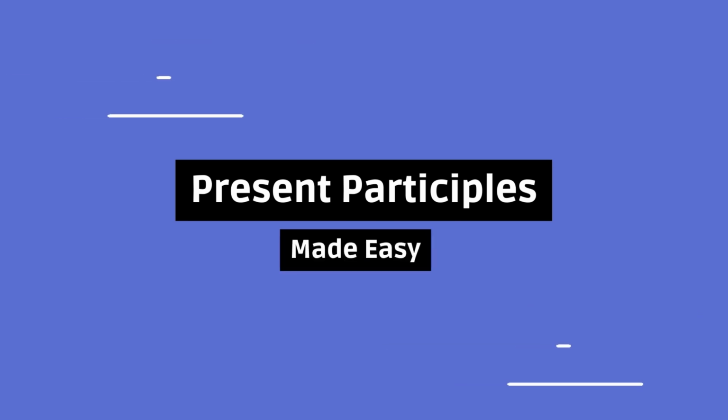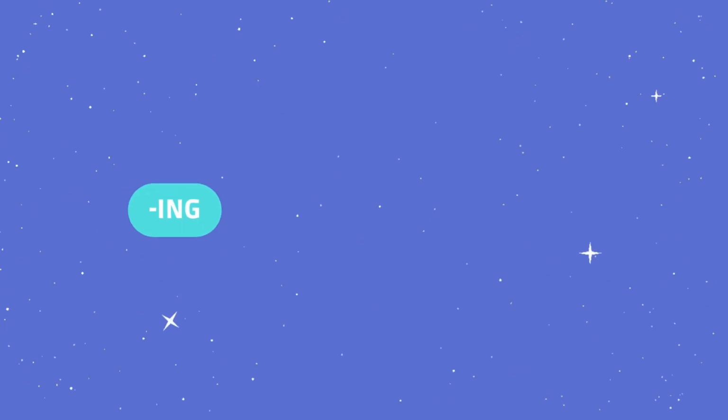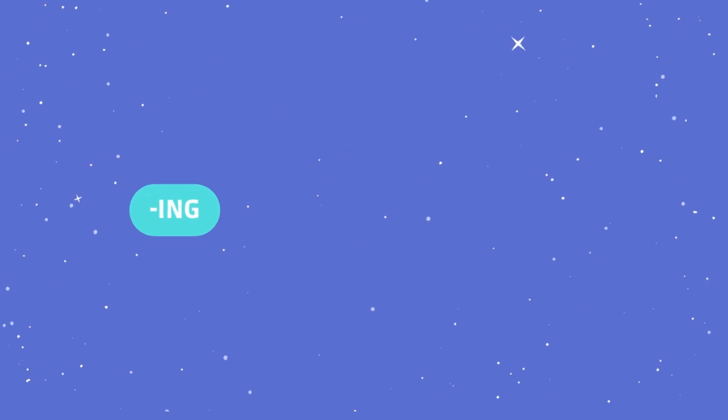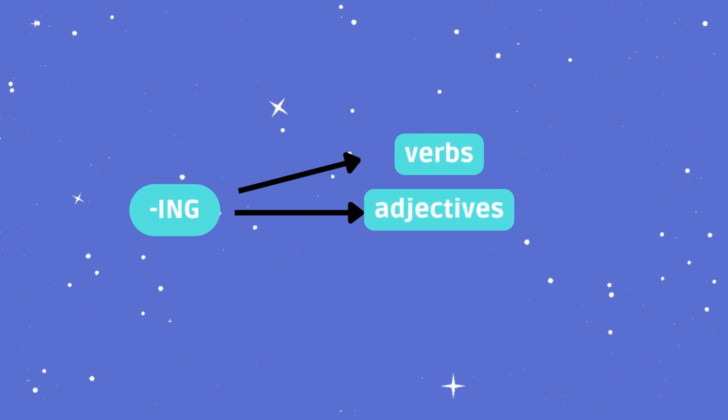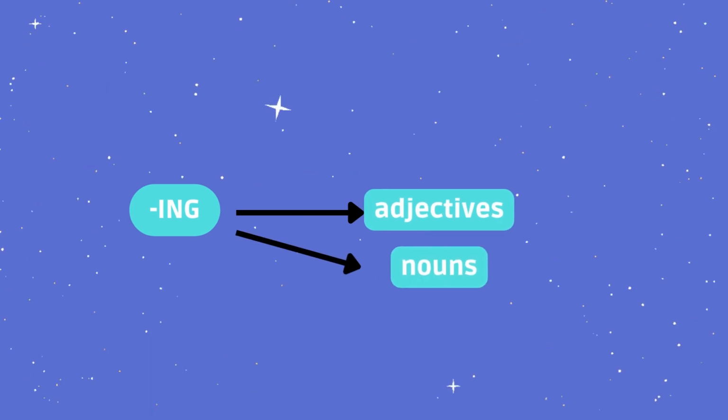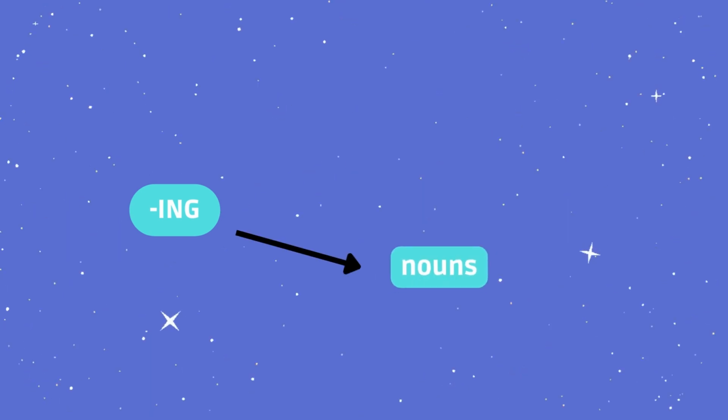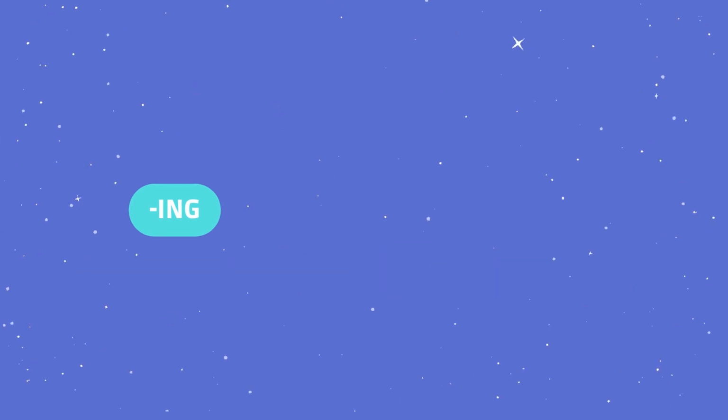Today's video, present participles made easy. How about we cover the types of ing words peppered all over the English language? Some are verbs, others are adjectives, and some are even nouns. We'll also talk about participial phrases. Keep watching to learn more about that.